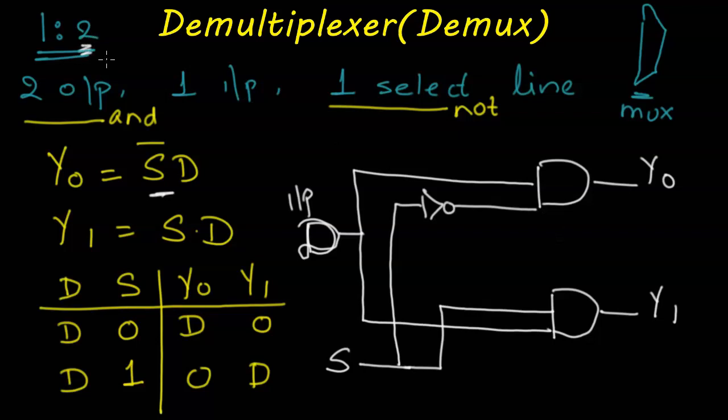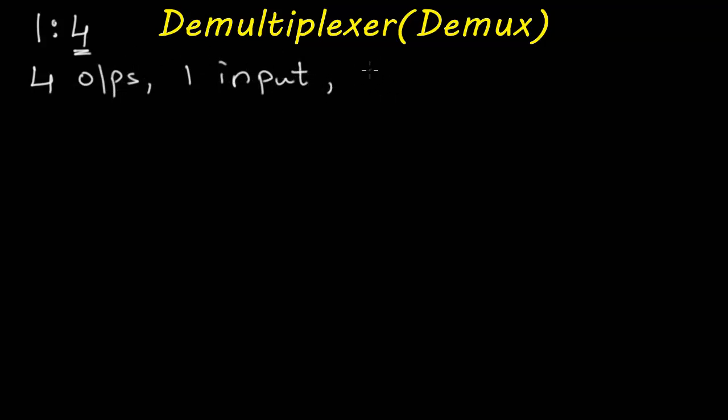Similarly, we can also design a higher demultiplexer. Let's see how to design a 1:4 demultiplexer. So now we're going to dive into the 1:4 demultiplexer. Again, 4 means 2 squared. So we have 4 outputs, 1 input, because it's a demultiplexer so always 1 input, and we have 2 select lines.